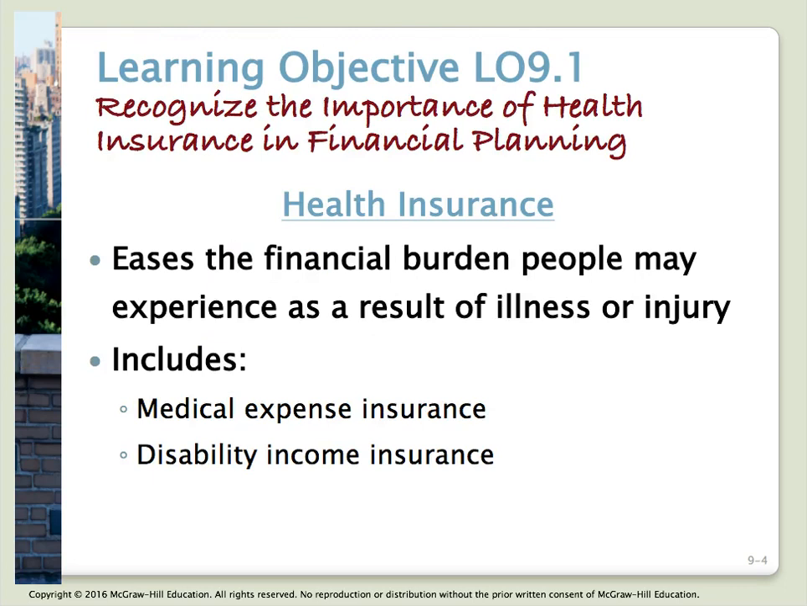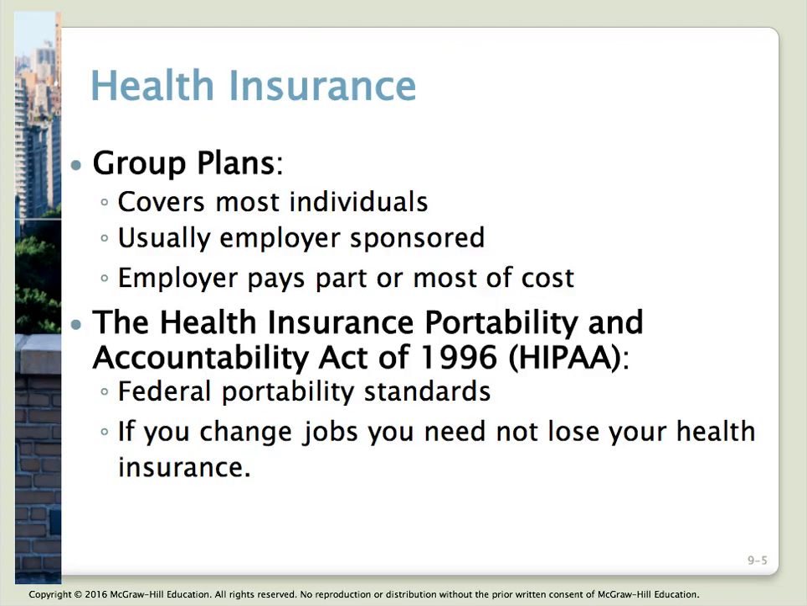Learning objective number 1. Recognize the importance of health insurance in financial planning. So health insurance is a form of protection with the primary purpose to alleviate financial burdens suffered by individuals because of illness or injury. It includes medical expenses as well as disability income insurance. Different types of health insurance. We start with a group plan. Now, group plans are typically employer-sponsored, and employers pay some or all of the premiums. So it's getting harder and harder to find employers who are paying all of the premiums.